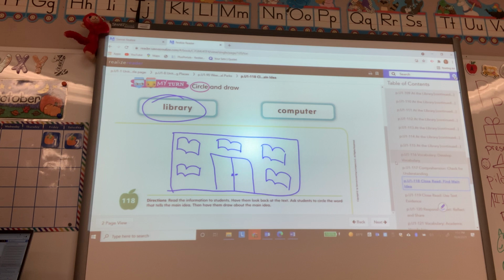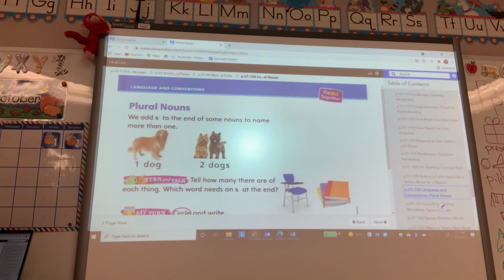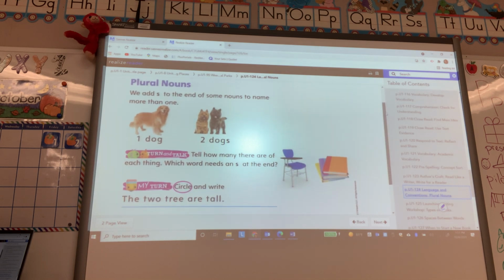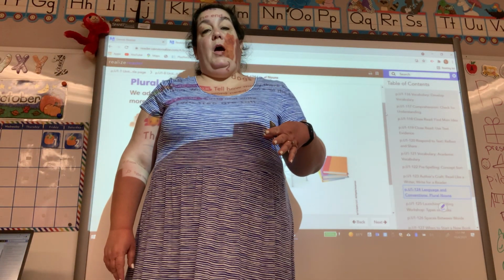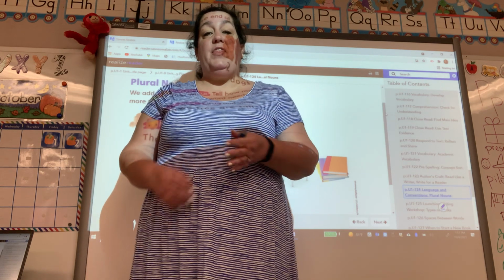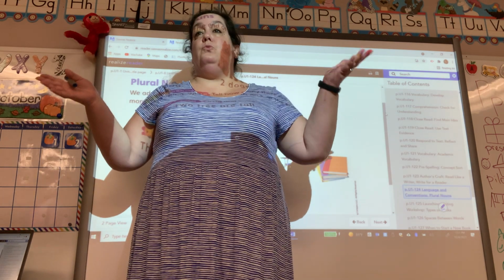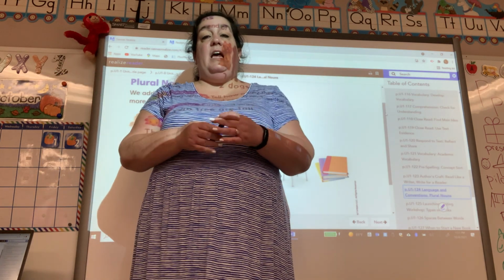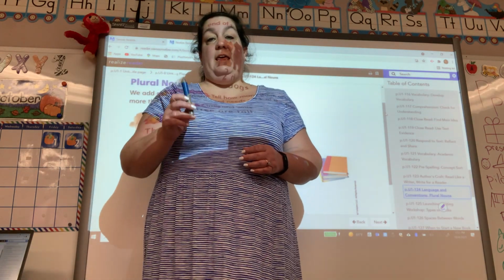And turn your books to page 124. It's a 1, a 2, and a 4. Now, we talked about nouns before. A noun is a person, place, or thing. I am a lady. That is a noun. I am at school. School is the noun because it's the place. This is a marker. That is the noun because it is a thing.